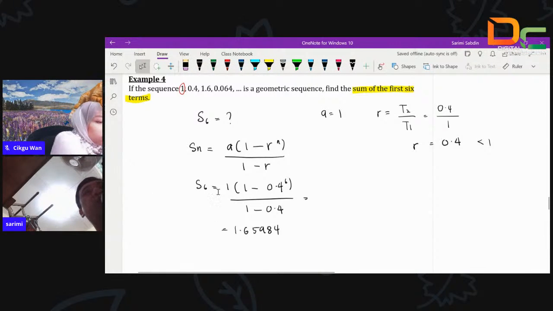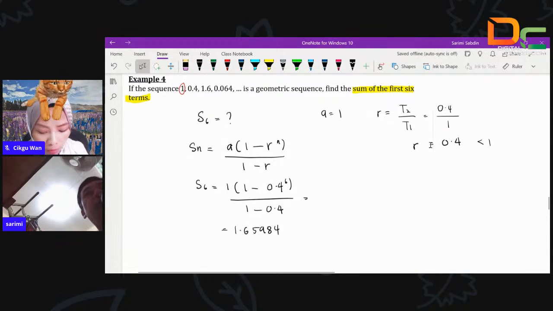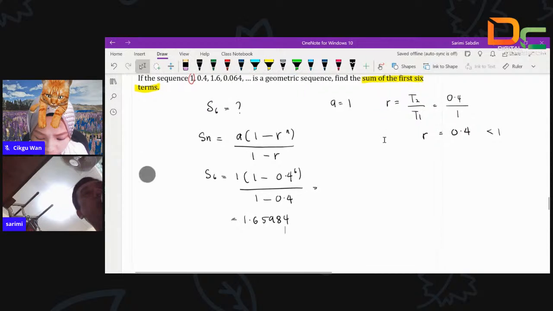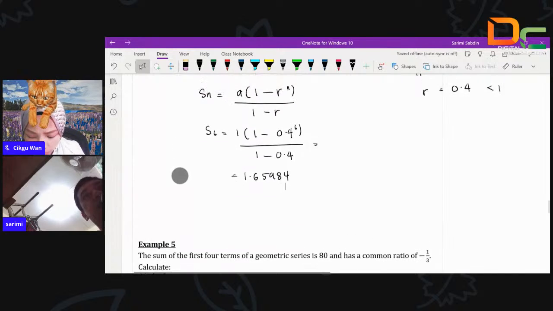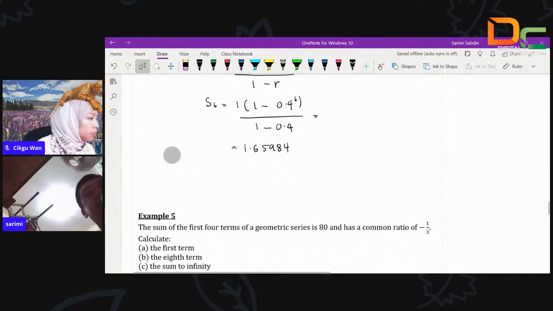Okay, very straightforward question. Just use the formula of Sn. For formula Sn, we need two pieces of information, which is A and R. So apa persoalan pun lah, untuk geometric sequence ni mesti ada A, mesti ada R. So that is the most important thing that we need to find. Alright, ni senang je lah.